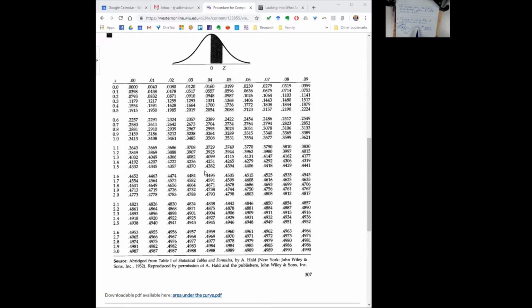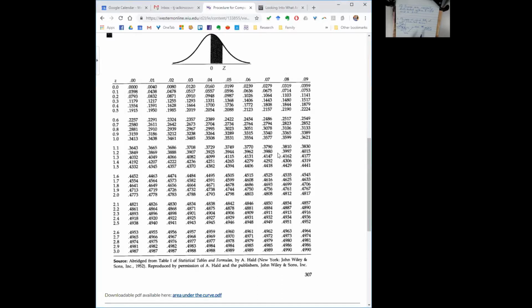And I'm going to look for the number that is closest to 0.4000. And if you've ever played The Price is Right, I typically like to say you pick the closest one without going over. Okay? So the closest one to 0.400 is this one, 0.3997. So this one is 0.4015. It's further away than 0.3997.